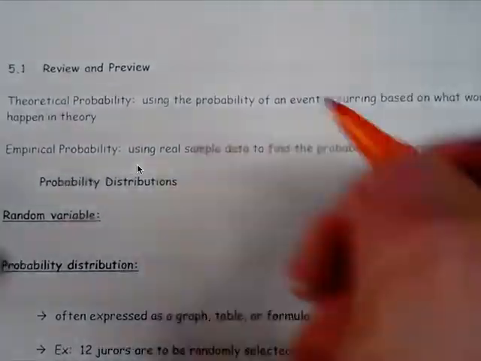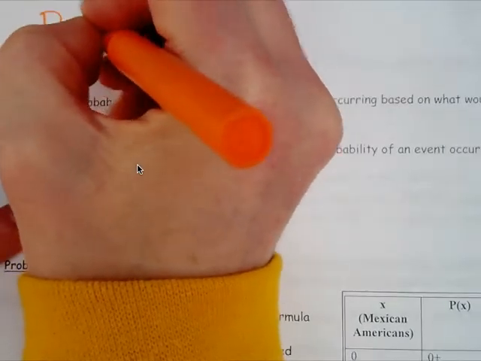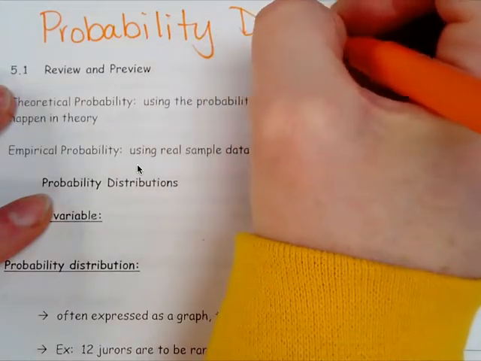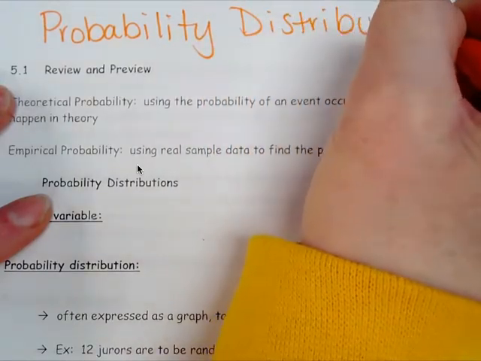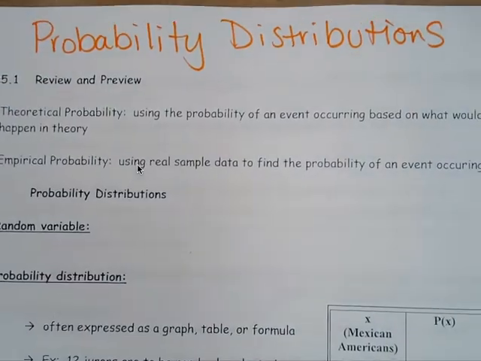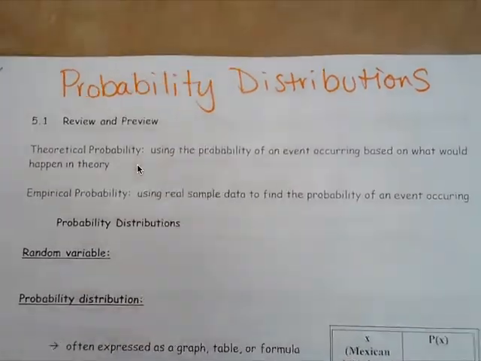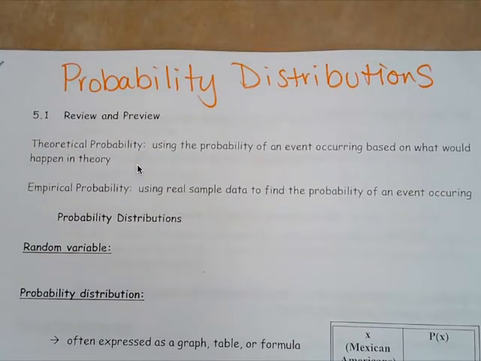Okay, 5.1 is probability distributions. So we've talked about the different kinds of distributions, and the distributions come from graphing a histogram. So we are going to do probability distributions, and this is going to help you on your project for chapter 4 and 5.